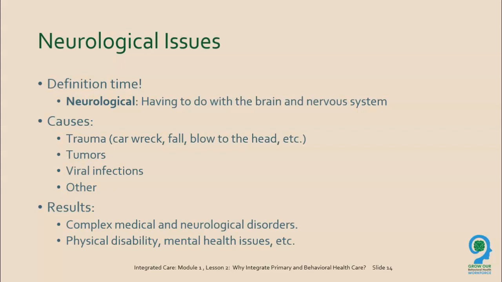So the results of those are complex medical and neurological disorders. Car wreck, damage to the spine, someone might become a paraplegic or a quadriplegic. With it comes a whole host of medical, physical disabilities and other issues. That traumatic blow could lead to mental health issues if a certain part of the brain is damaged. So when we think about that, I wanted to talk about neurological issues, not because they're the only one, but they're a great example of how intertwined medical and physical health can be.